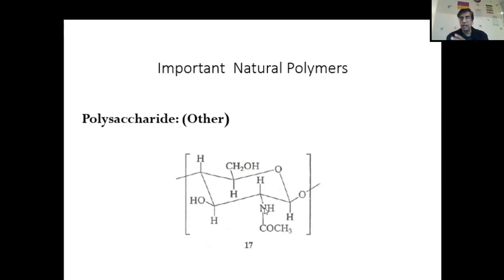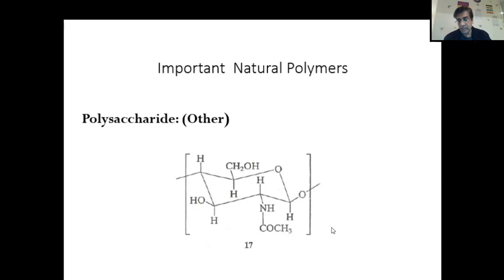So if the question asks you to show the reaction with chitin or chitosan, then you make the change in the structure and show the reaction. If it is protected, then the reaction will take place only from these two positions. If it is not protected, then all three can be involved in different reactions.